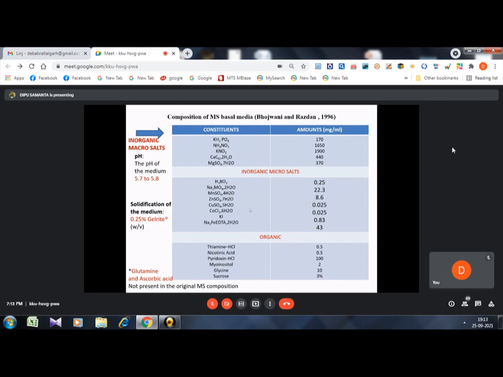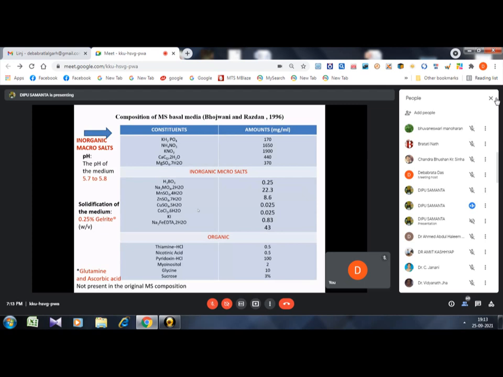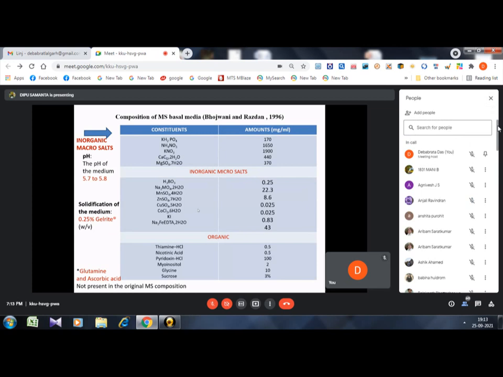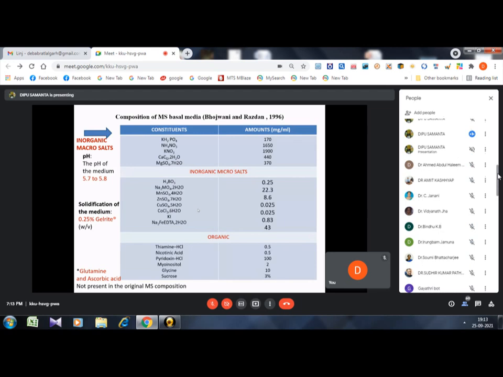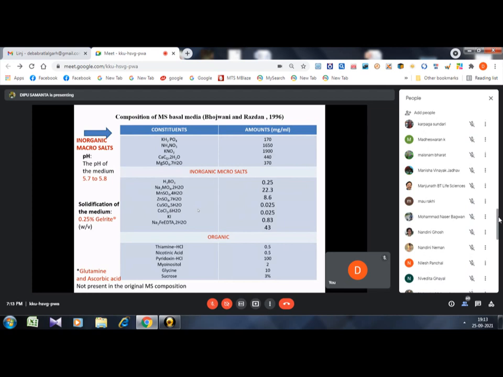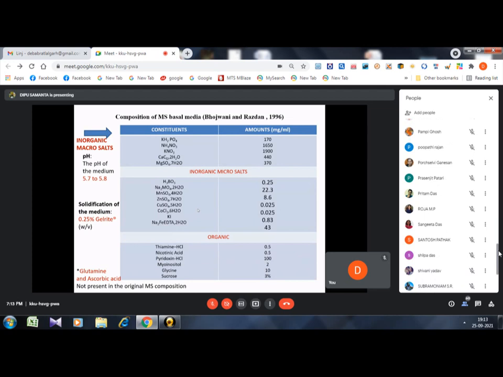Now, pH should be maintained at 5.7 to 5.8 as per the requirement of our experiment. Sometimes we prefer liquid media, and sometimes we prefer solid media. Whenever solidification is required, I mostly use 0.25% gelrite. Sometimes other authors or scientists use agar also. In my culture, I use gelrite.